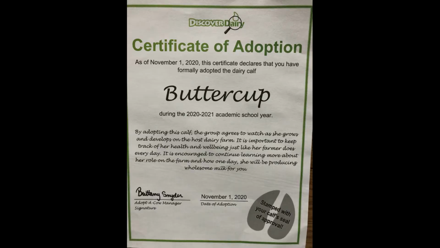Discover Dairy has also sent me some pictures in an email of Buttercup, how she's grown over these last couple months. There's a couple pictures of her with her mother, some information about how baby calves grow and what they need, where they like to sleep, and then more info also about her mom, and some pictures of her grazing out in the field.